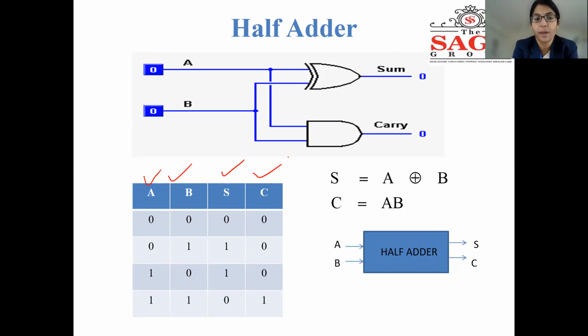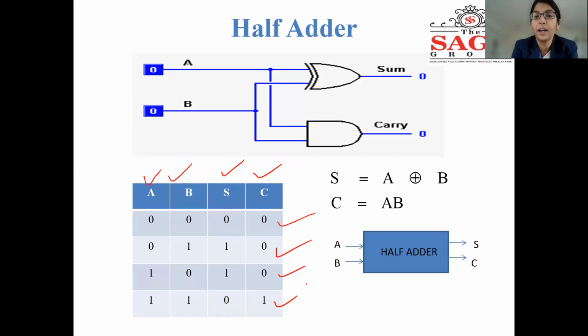From the truth table, A and B are the inputs, and sum and carry are the outputs. When you add 0 plus 0, you get sum equals 0 and carry equals 0. When you add 0 plus 1, sum will be 1 and carry will be 0. When you add 1 plus 0, sum will be 1 and carry will be 0. 1 plus 1, sum will be 0 and carry will be 1.